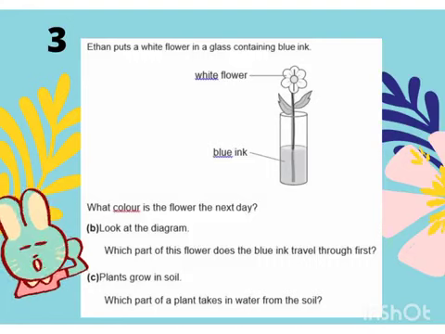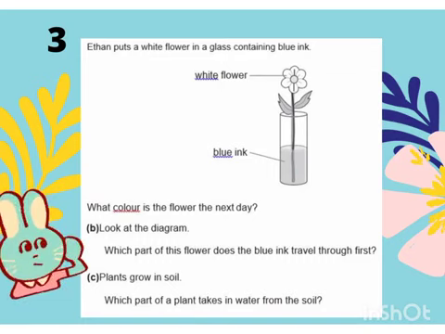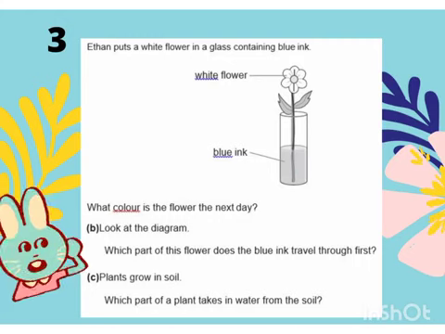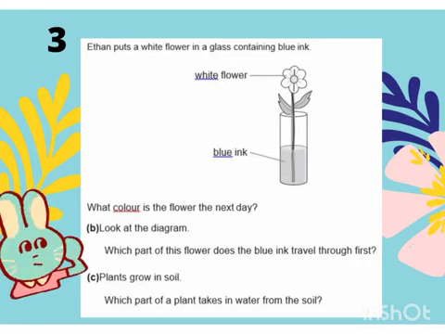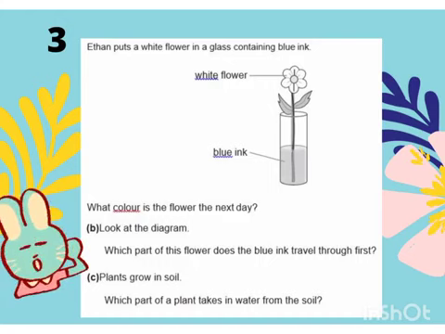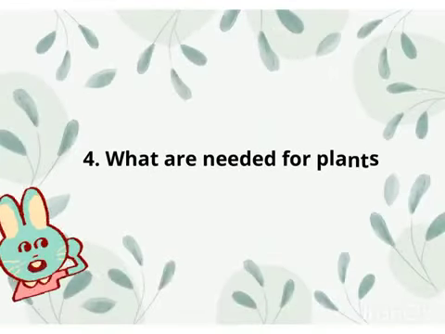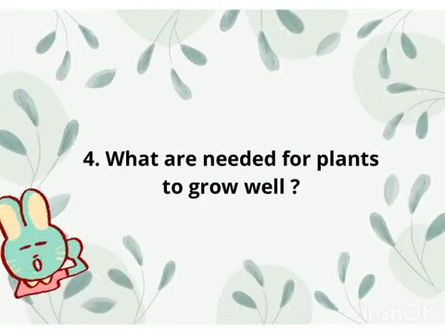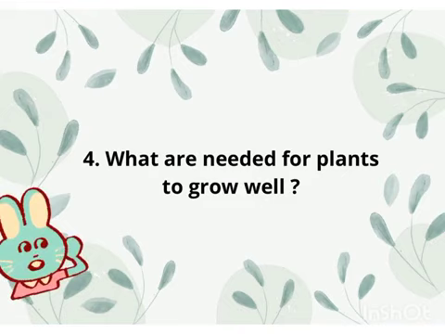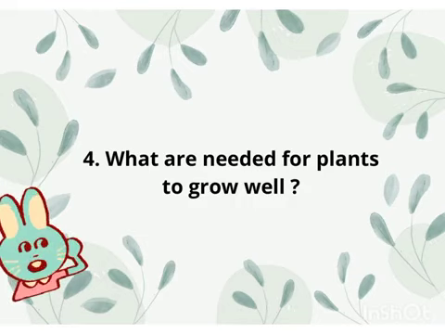We go to the next question. Yes, Elmo, you're right. The color of the flower the next day is blue. And which part of this flower does the blue ink travel through first? Yes, that's the stem. And which part of the plant takes in water from the soil? That's the root. Correct. Good job, Elmo. Thank you. And the next question, what is needed for plants to grow well? Yes, Liana, you're correct. There are carbon dioxide, sunlight, and water. Good job, Liana. Thank you.